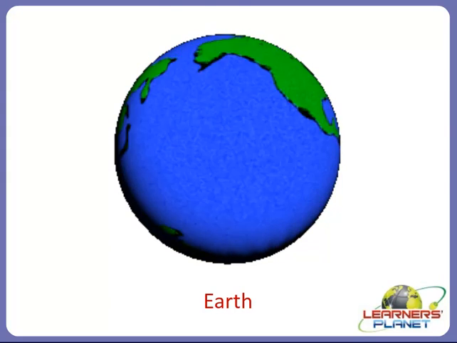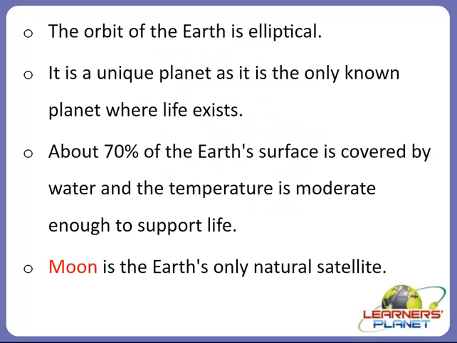Now, let us study more about our Earth. Yes, Earth is actually not fully round, as it is flatter at the poles and it bulges at the equator. And that is why we say the orbit of the Earth is not a perfect circle, but it is elliptical. It is a unique planet as it is the only known planet where life exists, and about 70% of the Earth's surface is covered by water, and the temperature is moderate enough to support life.